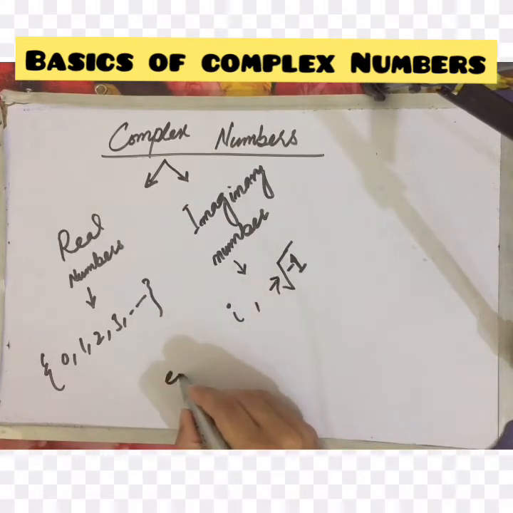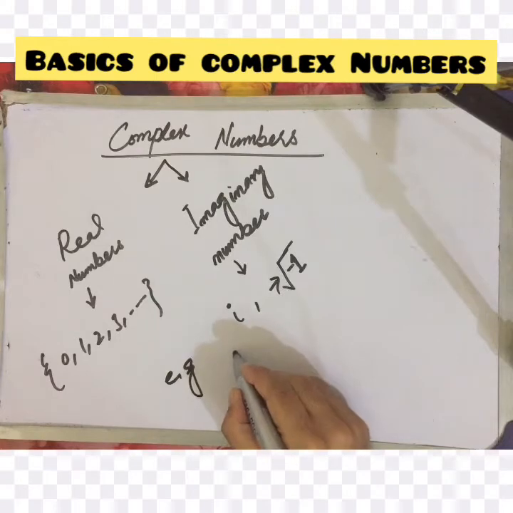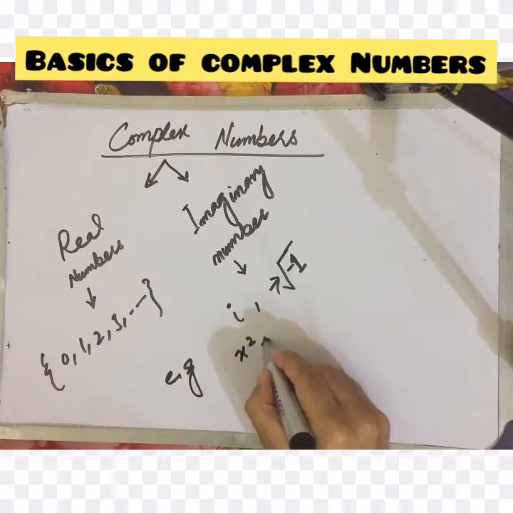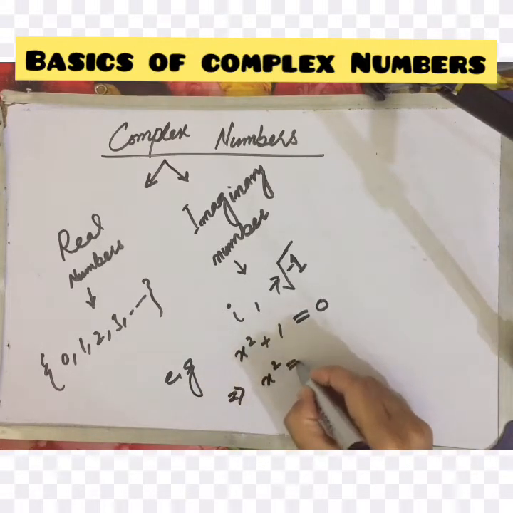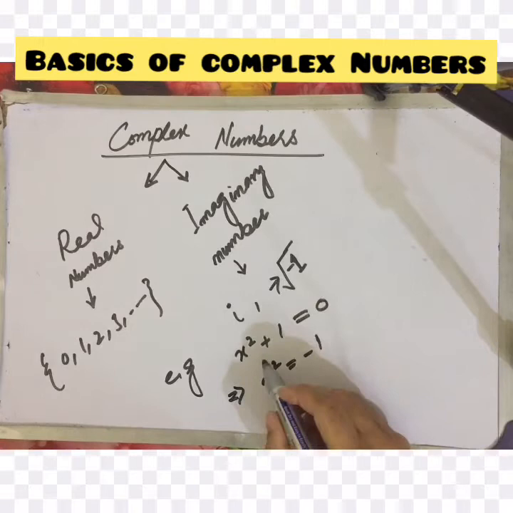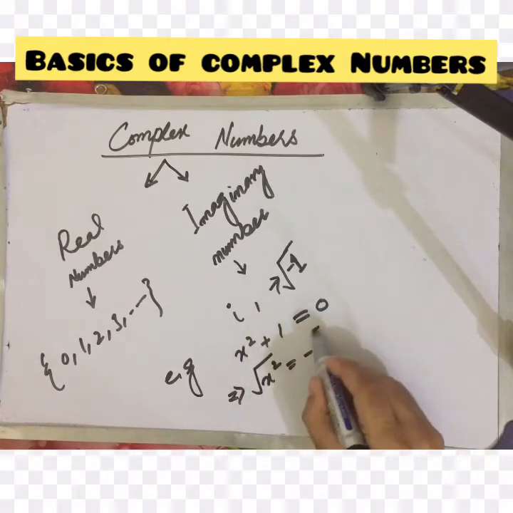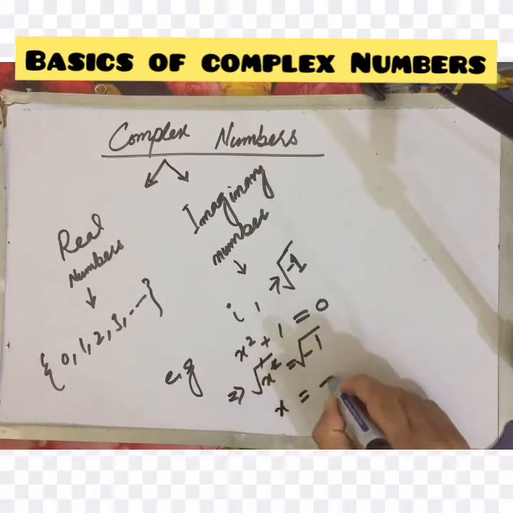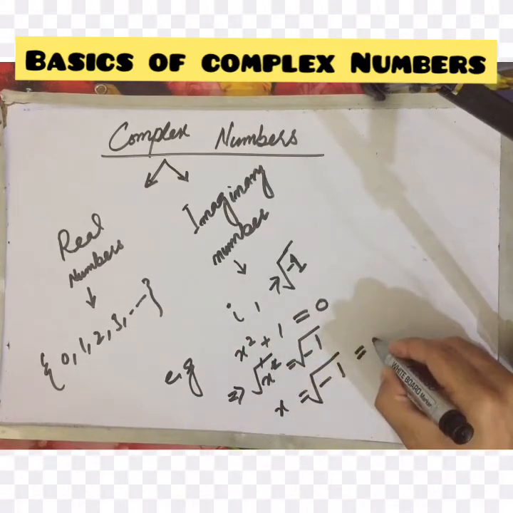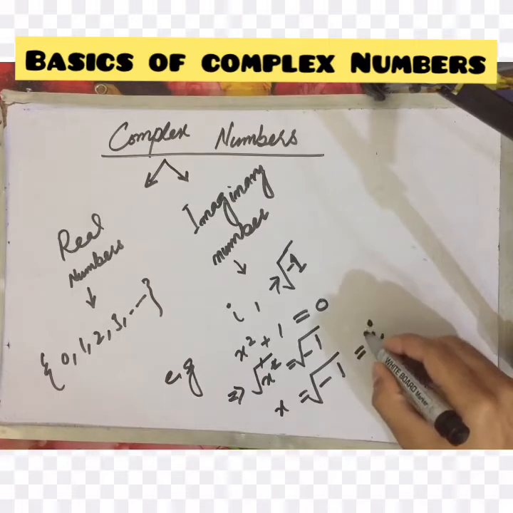For example, if we have an equation x square plus 1 equal to 0, if we solve this equation, we have x square is equal to minus 1. By taking square root on both sides, square and the square root will cancel each other. That is, x will be equal to minus 1 under root, which is equal to iota.